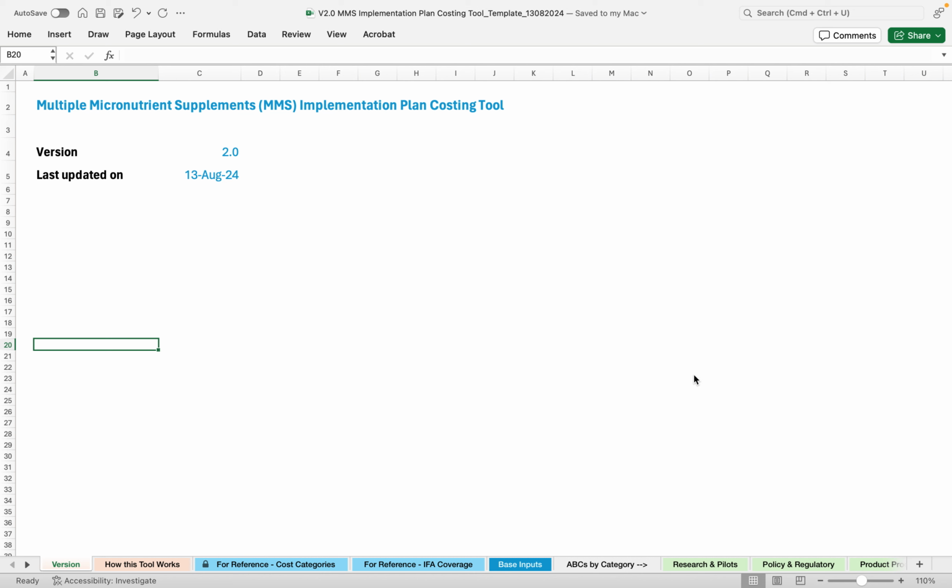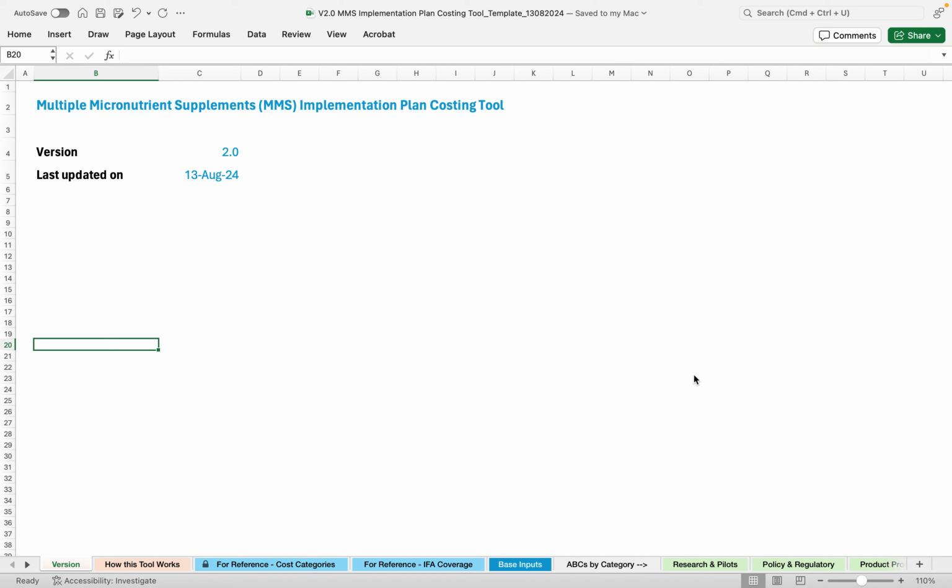Hi everybody, welcome to the tutorial for the Multiple Micronutrient Supplements Implementation Plan Costing Tool. In this tutorial, we'll walk through this tool that was developed to help cost multiple micronutrient supplement implementation plans in your country. To note, we have dummy examples of inputs throughout the tool for example purposes only. Please delete the example activities and inputs and put in your country-specific inputs when using the tool.